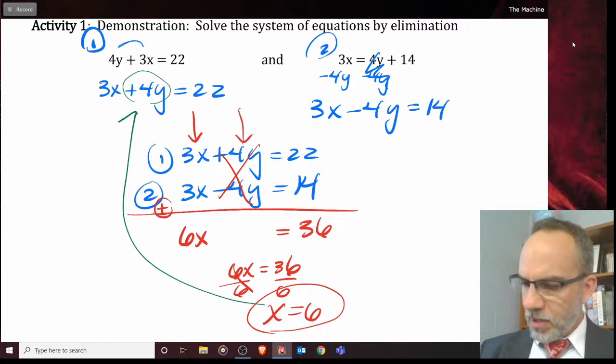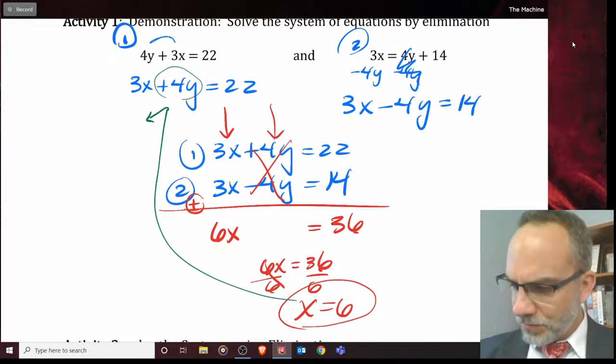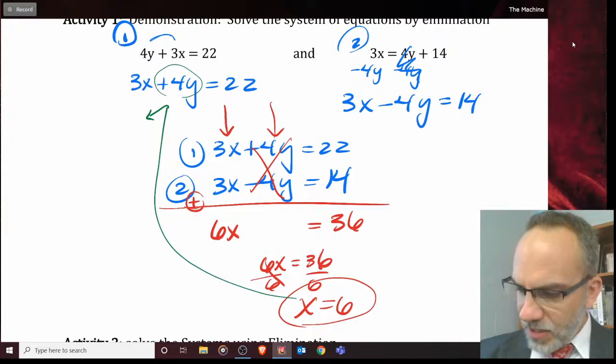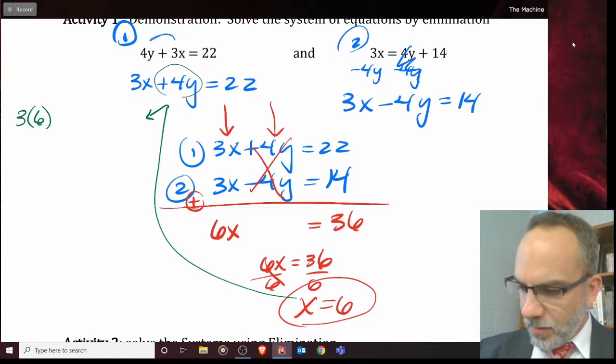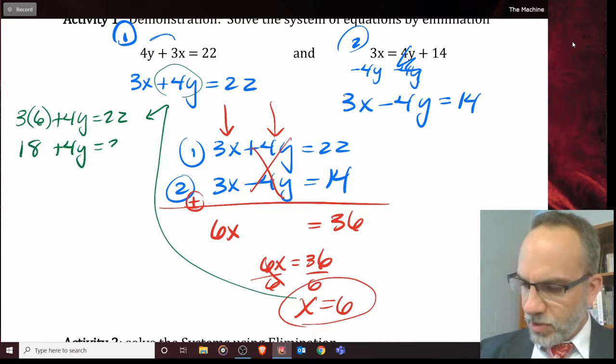So come back over here, do a little more math work. So it's going to be 3x, but I know what x is now. x is 6. 3 times 6 plus 4y is equal to 22. Now I solve it for y. So this is 18 plus 4y is equal to 22.